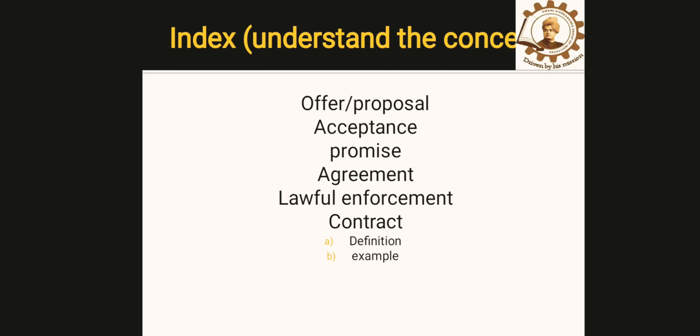The topics which we are going to deal with are offer, acceptance, promise, agreement, lawful enforcement and contract. To understand the whole contract in detail, you need to understand the five things: offer, acceptance, promise, agreement, lawful enforcement. Give it a good stir and make a batter to understand contract. Okay, let's move on to the first step, that is offer.